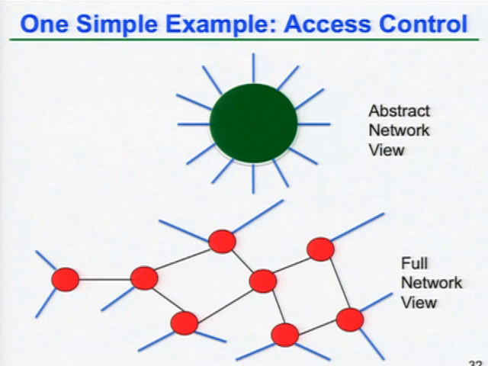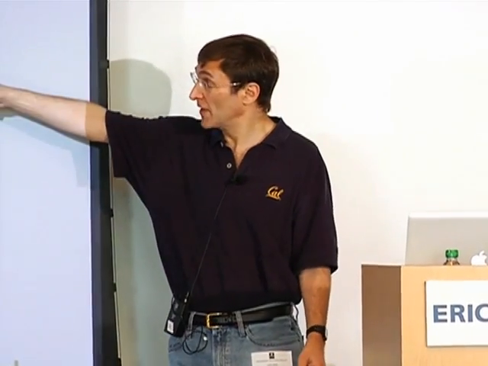It says, can this guy talk to this guy? Yes or no? That's all that ought to be specified. The internal structure of the network, the operator doesn't need to see that at all. This is how you implement the ACLs, but you want to specify it on the simplest network model possible. In that case, it's just a single crossbar. That's plenty to specify what kind of access controls you want.